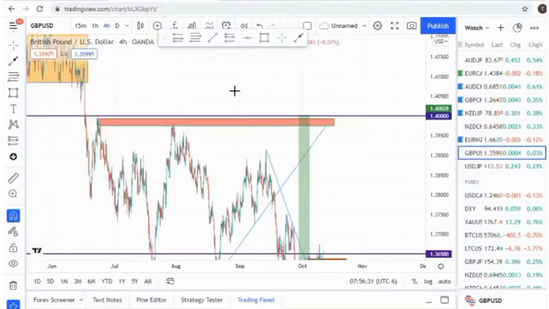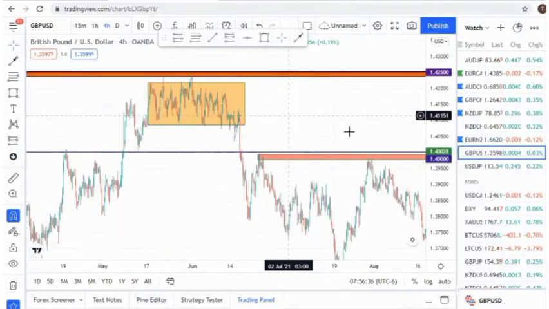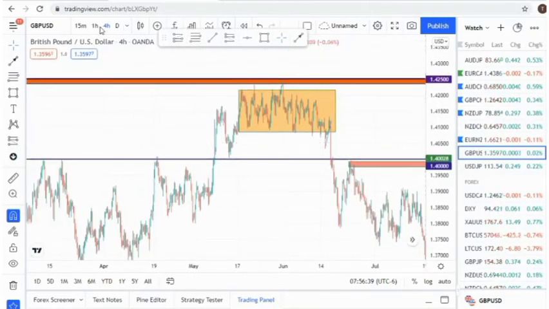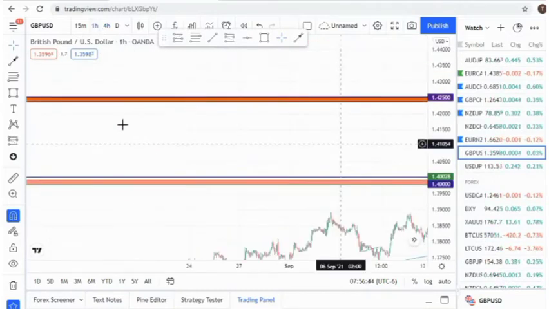So coming to GU here, as you can see, we're able to picture out the distribution phase. I'll quickly go to the 1 hour chart.